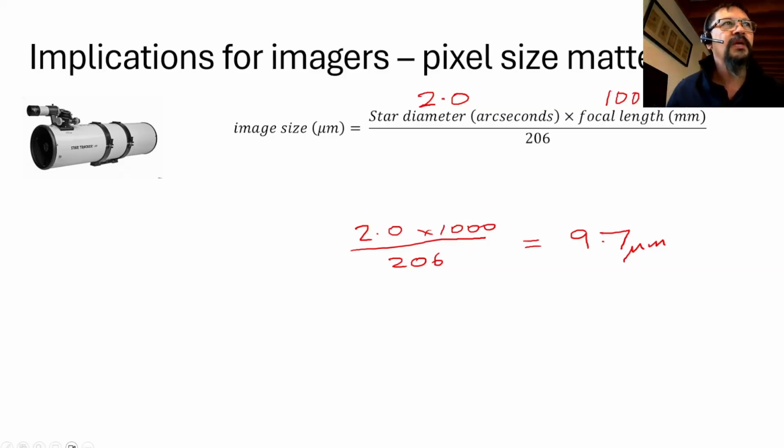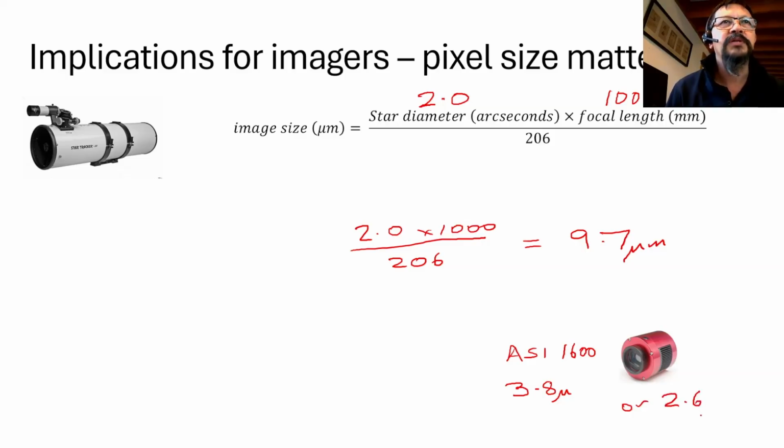So when I think about my sensor, I really want a sensor that's got a pixel size of 3 and a bit. So here's an ASI 1600, which is actually the sensor that I use on this telescope. It has a pixel size of 3.8 micrometers, or on a good night, it would be 2.6 pixels per star. That's not too bad.